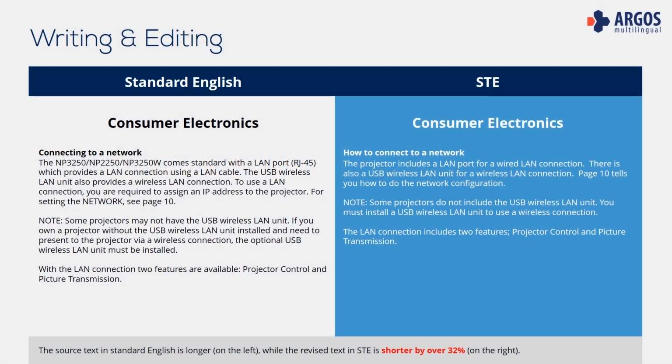Here you can see how a typical instruction manual is written. Notice how it starts out on the left, naming all the products, MP3250, etc. But in the new STE version to the right, the text is reduced by simply referring to the different products as a projector. In the text on the left, the instructions are lengthier and in some cases redundant. However, once STE principles are applied, the same text can be trimmed down by over 30% while keeping all the relevant information intact. The amount of word reduction will differ based on different content types and its original quality, but you might typically expect up to 30% reductions.